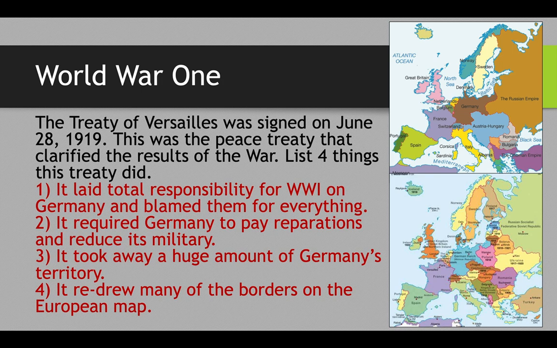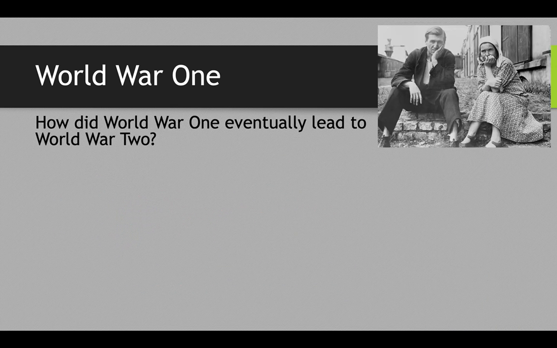If you look at the top map, that is the map of Europe in 1914, and at the bottom is the map of Europe in 1919. As you see, there are many more countries and fewer empires. The First World War led to the collapse of the German Empire, the Austro-Hungarian Empire, the Russian Empire, and the Ottoman Empire.